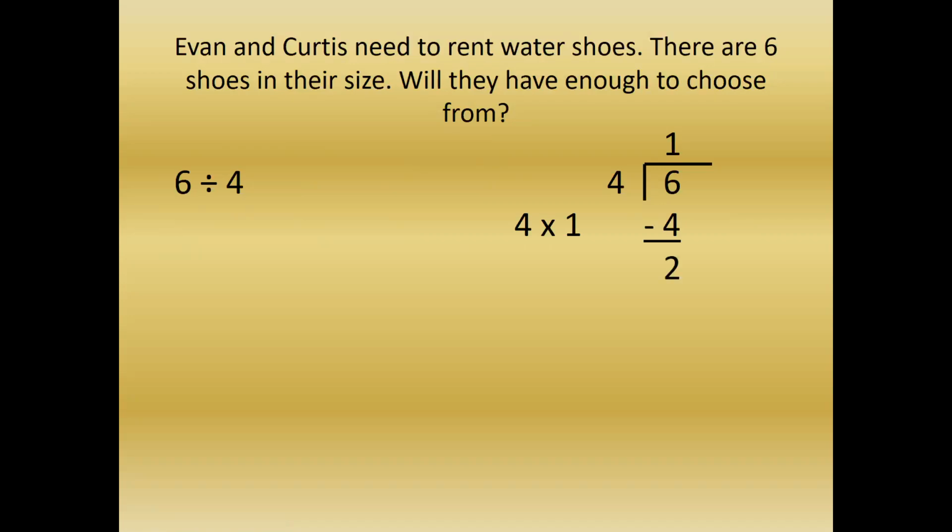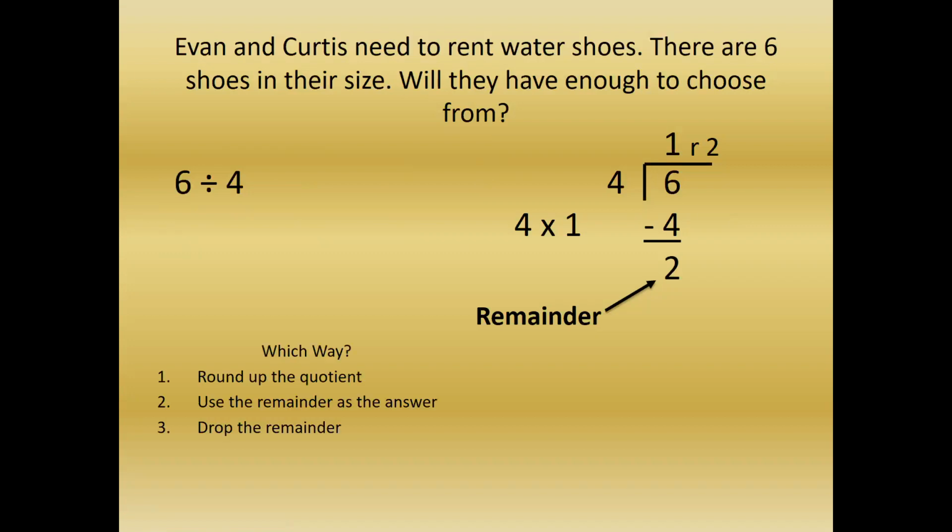So what do we do with this number 2? What happens with it? What does it become? Can 4 go into 2? No. So that means it must be the remainder. So how do we label our remainder and where do we put it? We put it beside the quotient with a lowercase r and the number behind it. So that means that our quotient is 1 remainder 2.